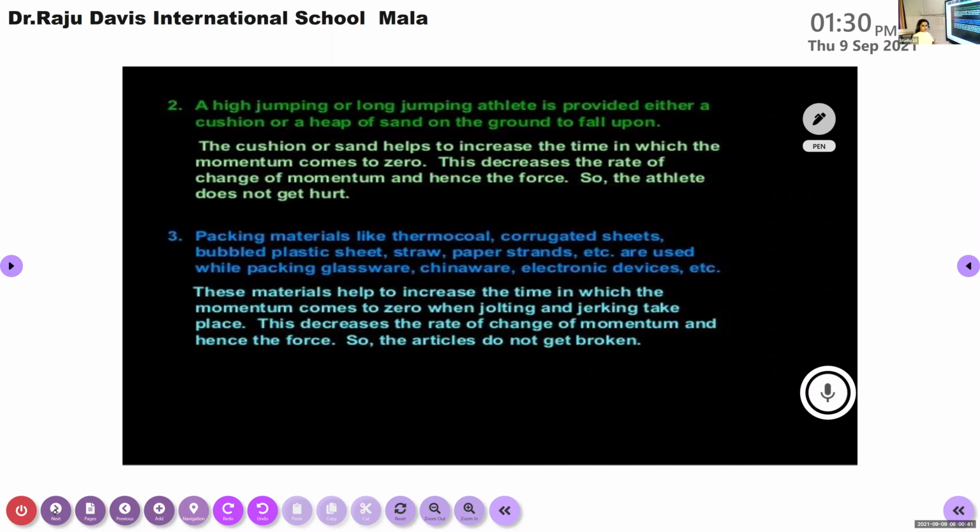This is also because of Newton's second law of motion. The cushion or sand helps to increase the time in which the momentum comes to zero. This decreases the rate of change of momentum and hence the force, so the athlete does not get hurt.